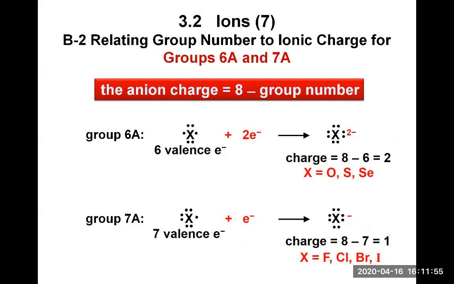And so if you do 8 minus 6, it's 2. They like to gain 2 electrons. And so from 6 dots around them, they gain 2 more and they get an octet. So now you can see that they are surrounded by 8 dots, which means an octet. And those 2 extra electrons show up as a 2 negative charge.